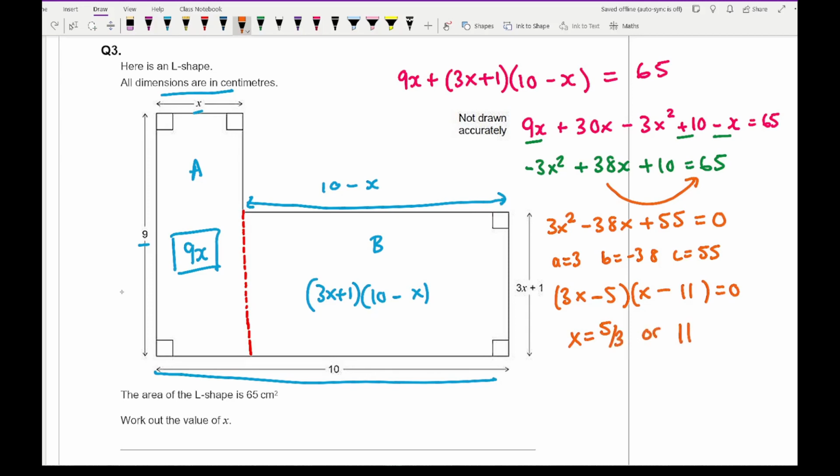Or positive 11. Now from this, if we look at the values of x, which of these two values could it be? Well, can it be 5 over 3? Yes. Could it be 11? Yes. But the problem is that it can't equal 11 simply because if x was 11, these sides here wouldn't quite work. I'll end up with a negative length. So this could be 11, but that would be -1. That's not going to work. So the only possible value of x you can have is going to be 5 over 3.